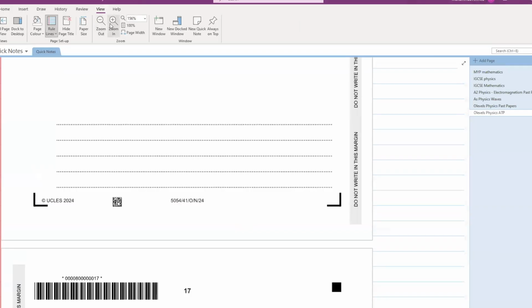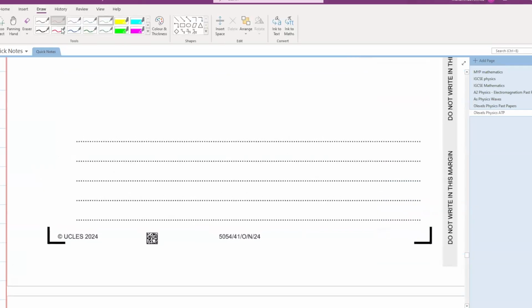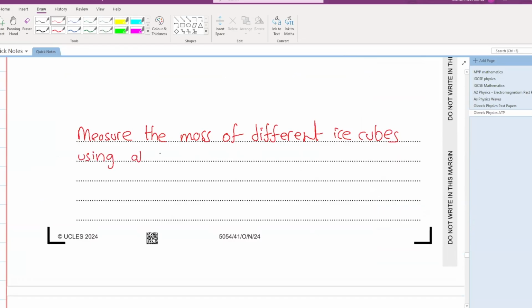You will say, measure the mass of ice cubes, or you can say measure the mass of different ice cubes using a top pan balance.